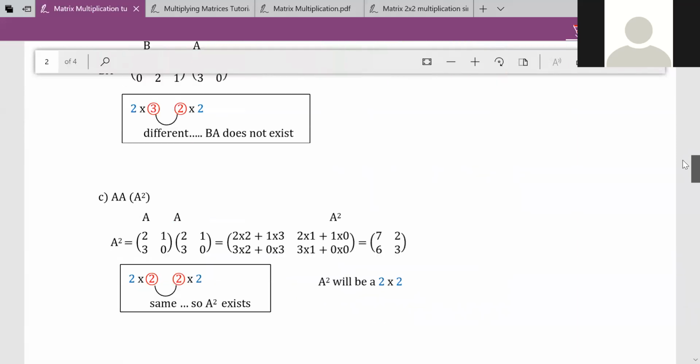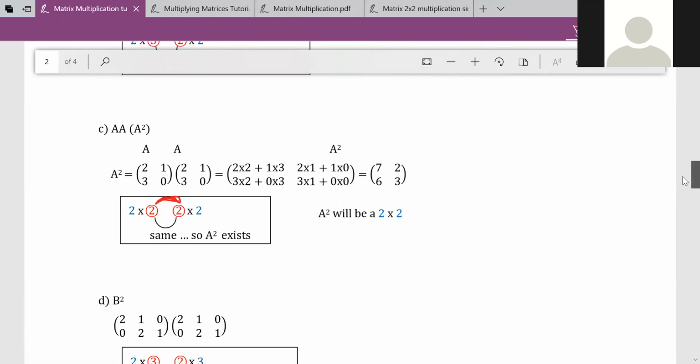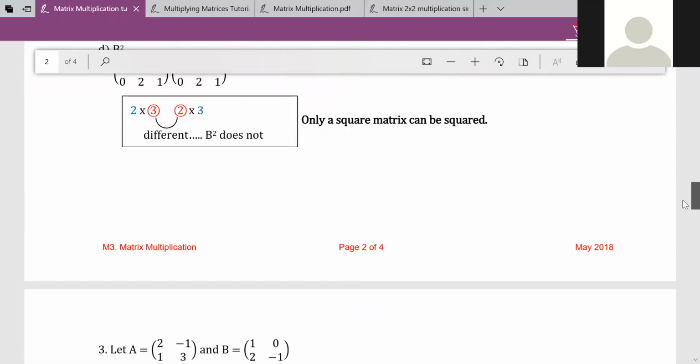I want to make sure it's definable. Okay, this one is definable. This is 2 by 2, and this is 2 by 2. So the middle numbers here, the column and the row between A and matrix B, are the same. So you can multiply that out. Okay, and this one doesn't exist.